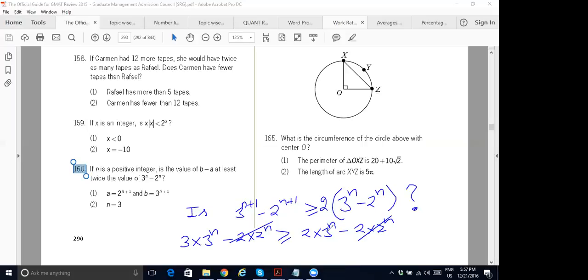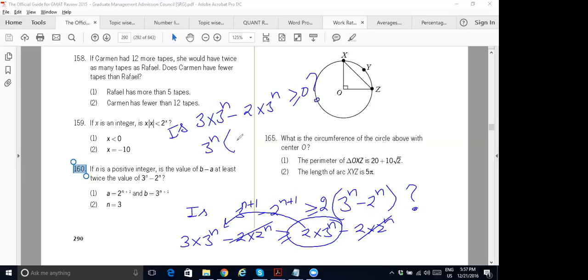And 2 times 3^n we can take to the other side. From positive it will turn to negative. So we get 3 times 3^n minus 2 times 3^n. So is this greater than or equal to 0? We can take 3^n common. 3 minus 2 is 1. So the question essentially becomes, is 3^n greater than or equal to 0? Which will always be true because n is a positive integer. We are given that.